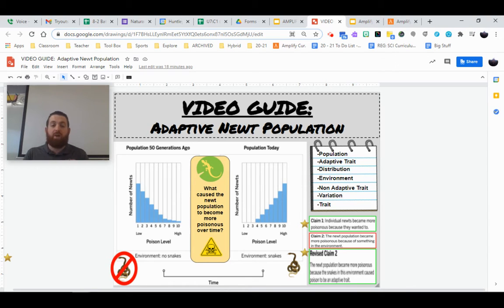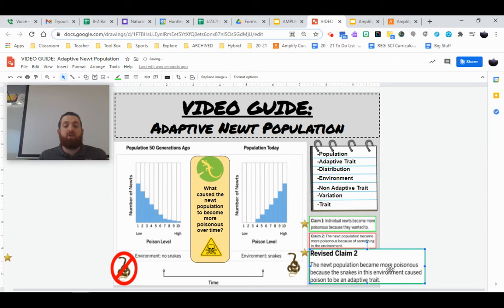Well, this is where you're going to come in and you're going to reevaluate some of your claims. So, number one, we have two sets of claims, okay? We had claim one and claim two. Now, claim one was individual newts become more poisonous because they want to, okay? Maybe they want to try to survive the snakes. Maybe they want to be more poisonous to fight back, whatever it may be. The second claim we had was that the newt population became more poisonous because of something in the environment. Well, we kind of know what's going on in the environment right now. We know that the newt population became more poisonous because the snakes in the environment caused the poison to become an adaptive trait. But how?